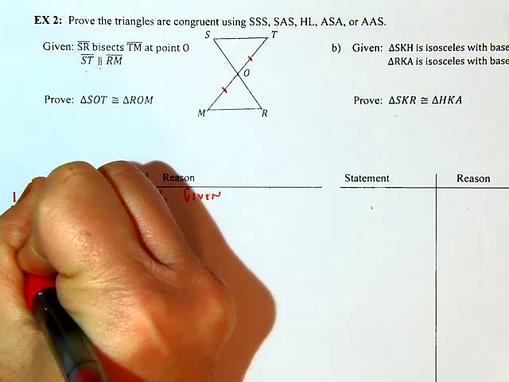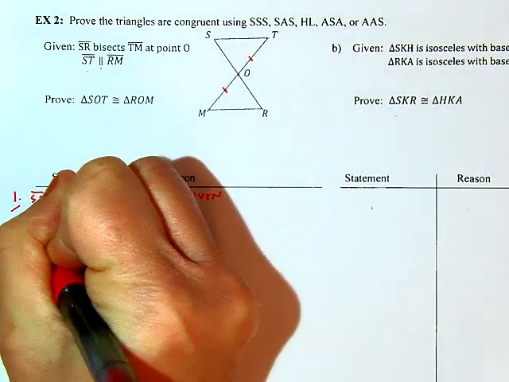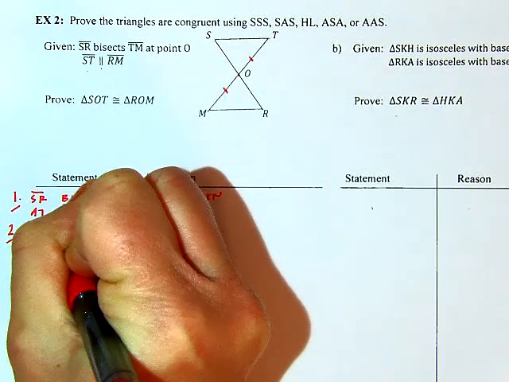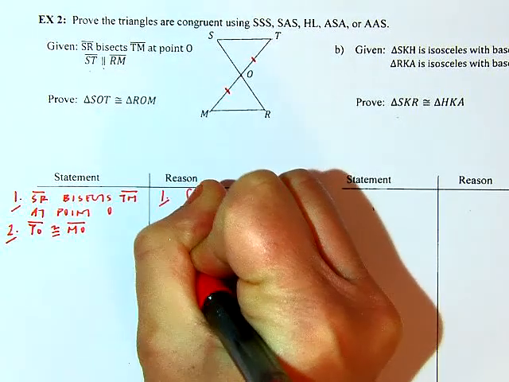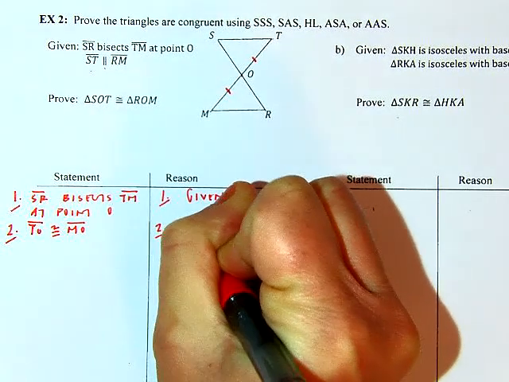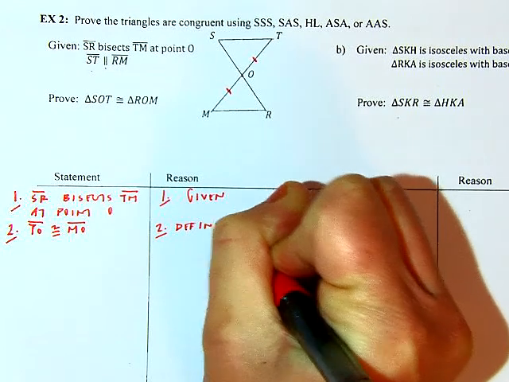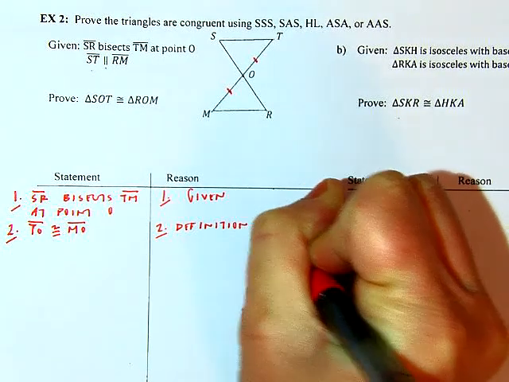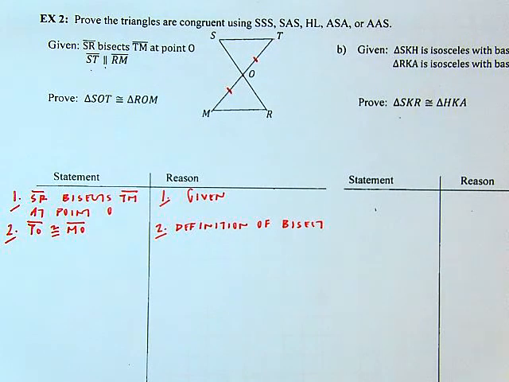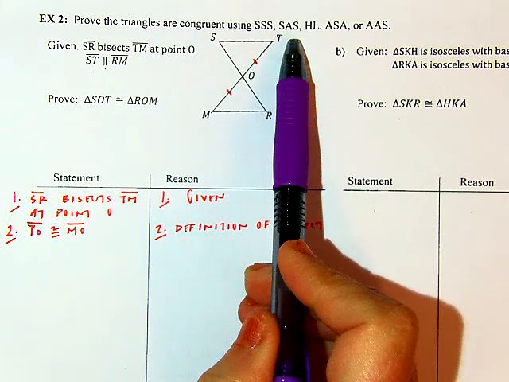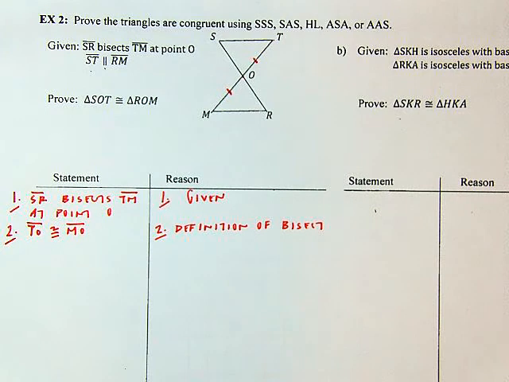So now in step 2, I can say that TO is congruent to MO. Definition of bisect, right? That is what it means to bisect something, to split it into 2 smaller parts, 2 smaller congruent parts. All right, so now that's kind of a dead end, so I'm going to look at my other given. And my other given is that ST runs parallel to RM.